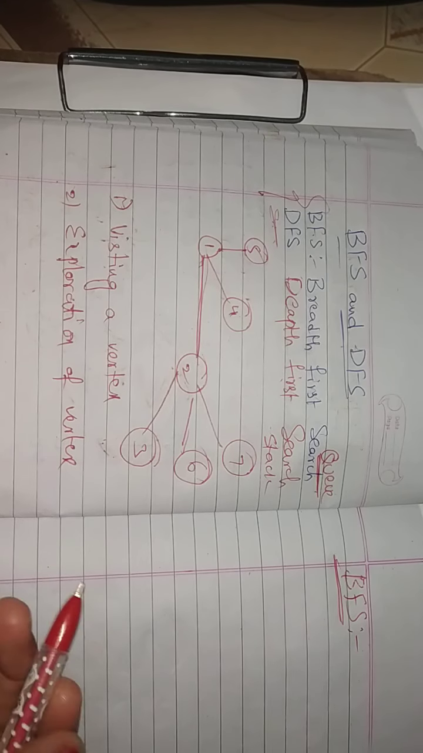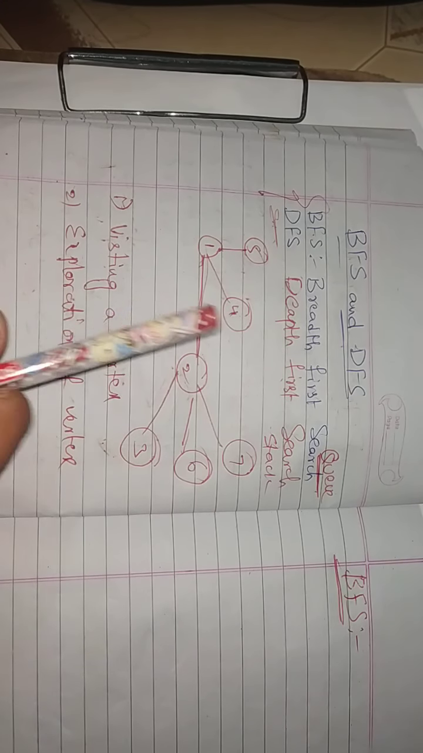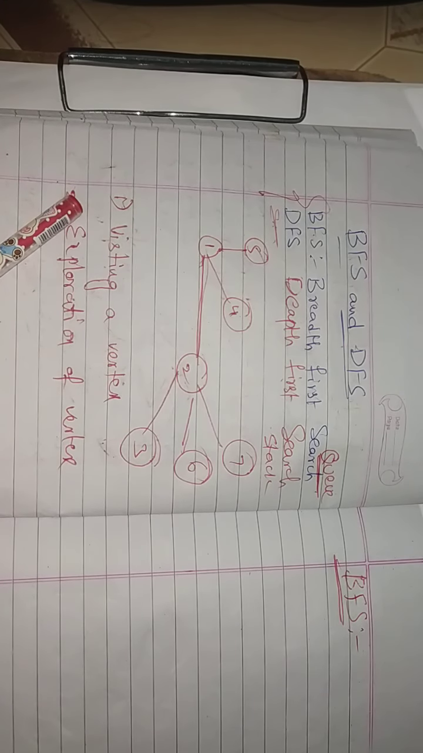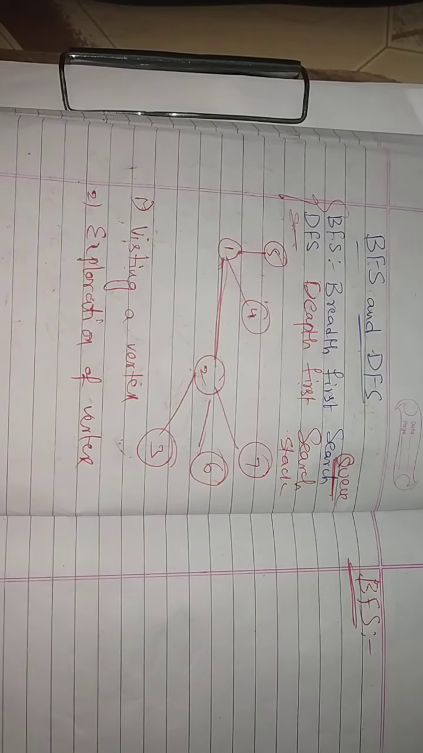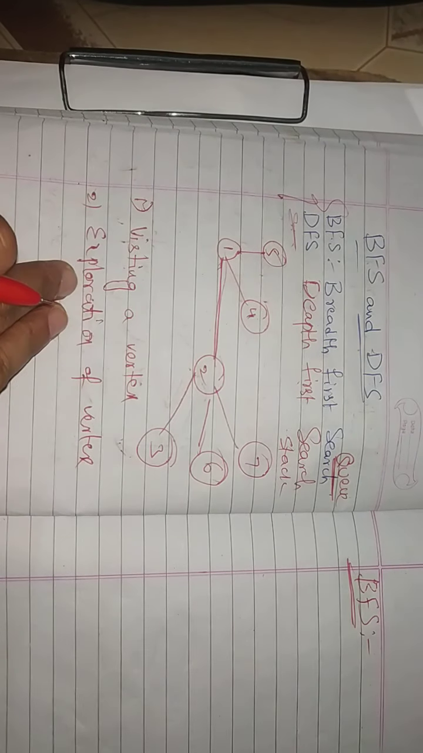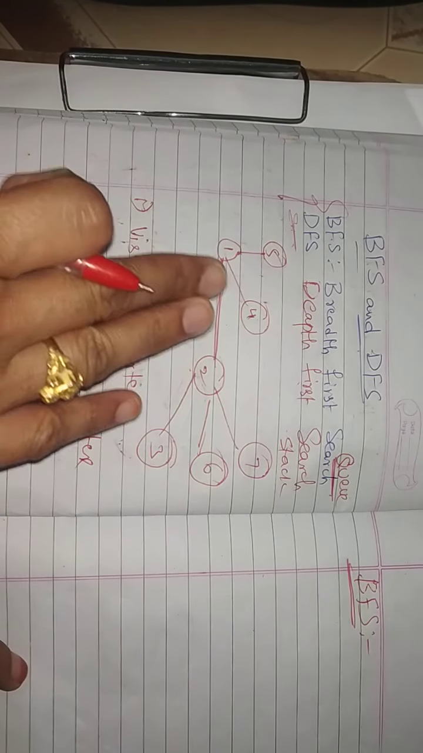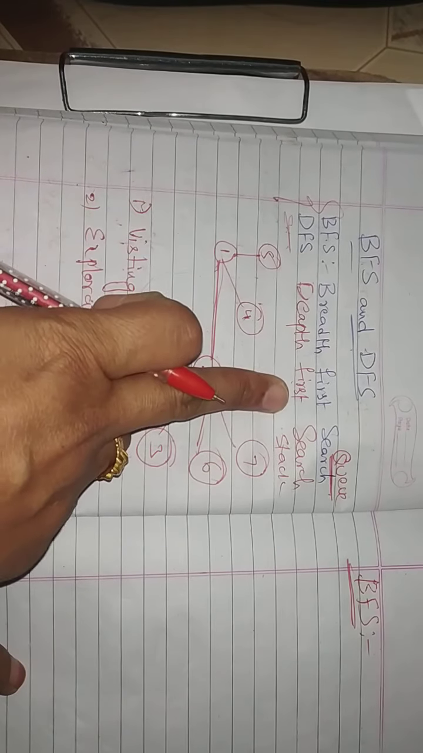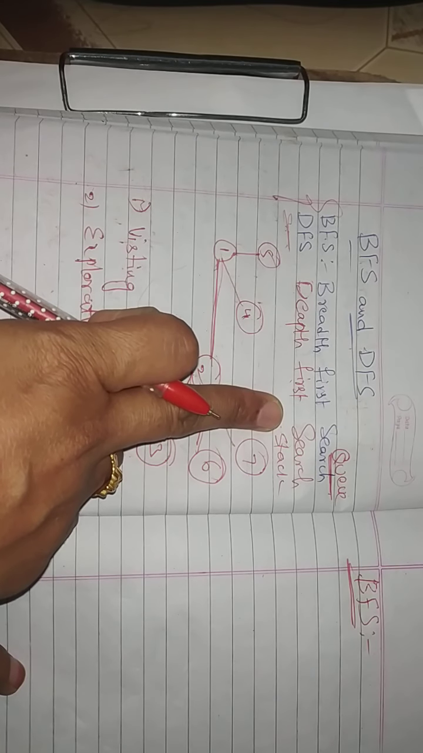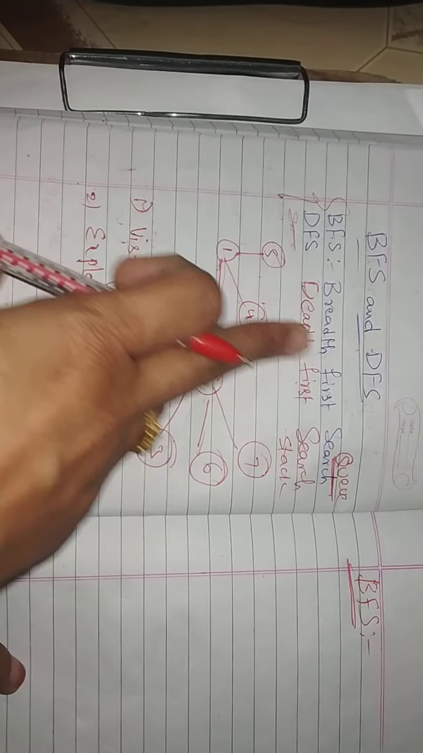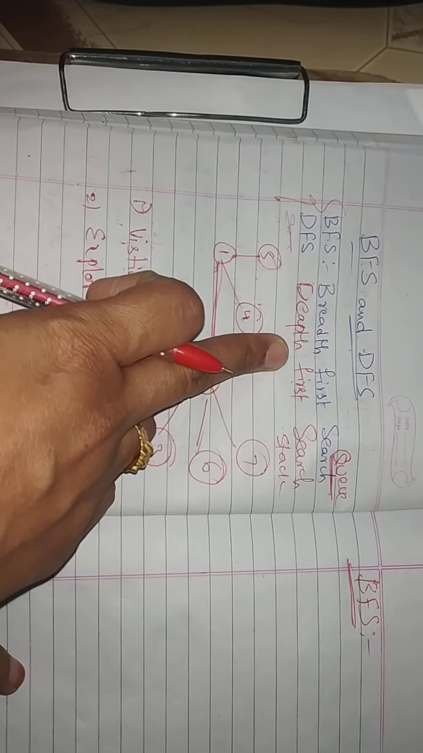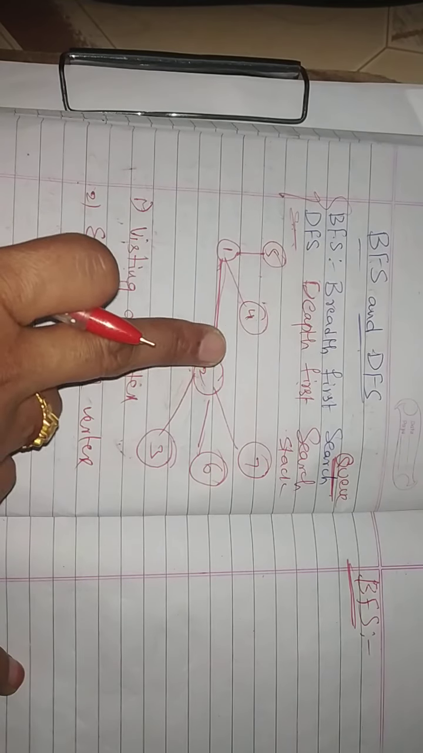Hi students, today I am going to explain about BFS and DFS. What are those? Those are elementary graph operations. BFS is breadth first search, DFS is depth first search. These two are traversal techniques used in a graph.